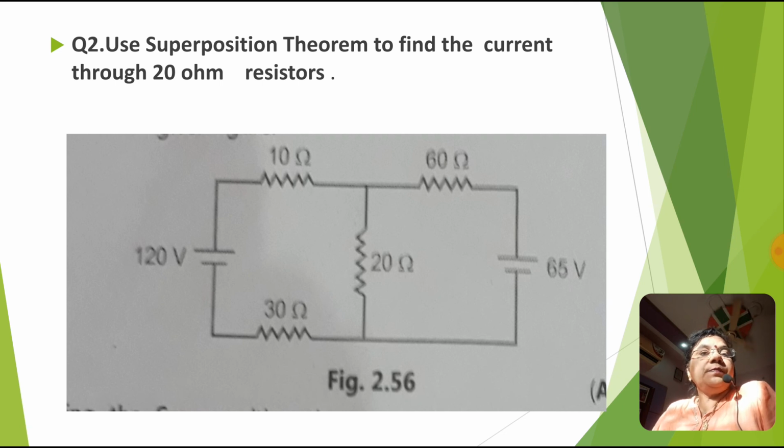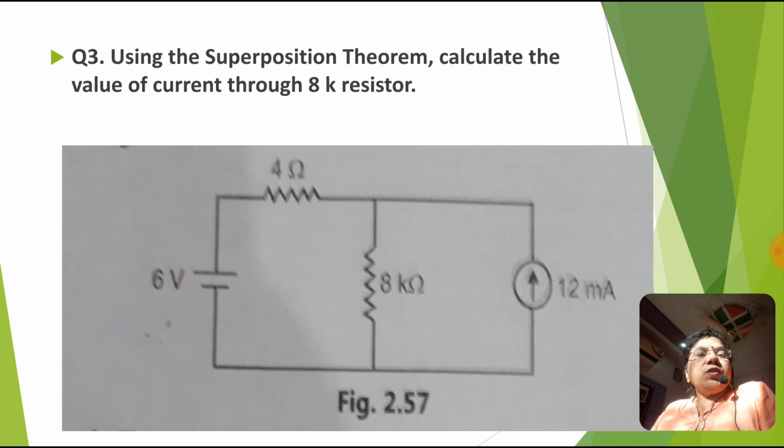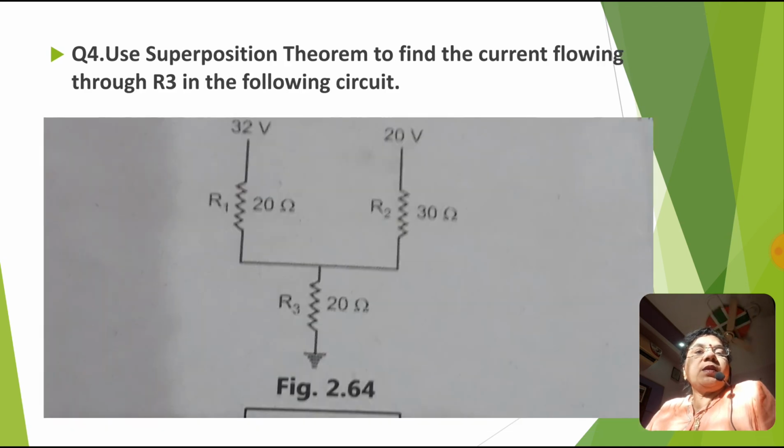It's very simple. Now using the superposition theorem, in question number 3, find the current through 8K. Here something is different: instead of a voltage source, the second source is a current source of 12 milliampere. So you have to replace it by an open circuit, and then proceed as in previous cases. Now in question 4, use superposition theorem to find the current through R3. It's very simple. 32 volt and 20 volts are given as voltage sources.